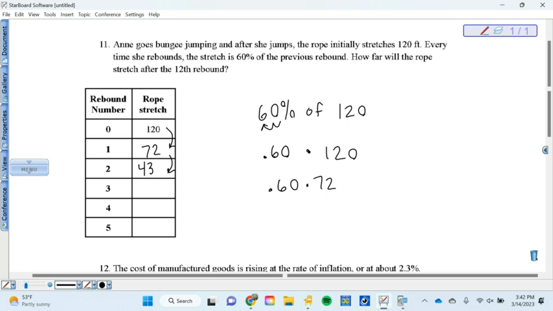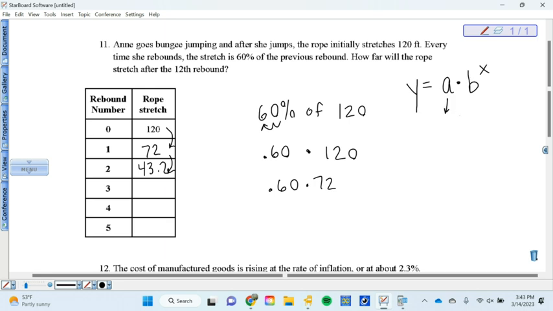43.2. Do you guys want to do this 12 times until you get to the answer? Yeah. I don't. I want to use my equation. What's my exponential equation? Give me the template of y equals a times b to the x power, yeah.